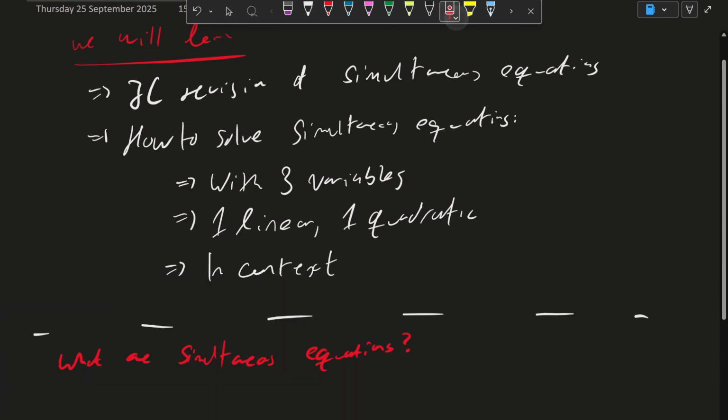and then how to solve three different kinds of simultaneous equations. Two of them in terms of procedures: if we have three variables instead of two, as well as one linear and one quadratic equation, as well as simultaneous equations in context. So we're going to be putting this idea of simultaneous equations into a realistic problem.